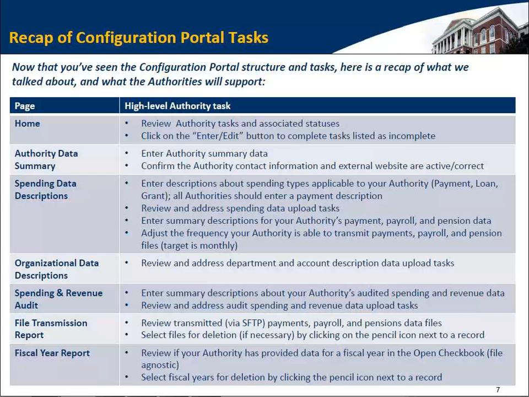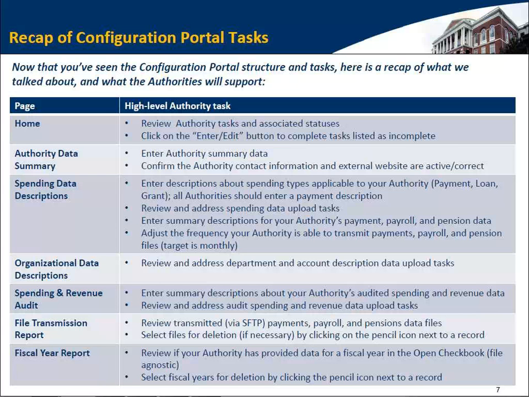For the authority summary data page, that allows you to enter your contact information, websites, descriptions, anything high level that's textual about your authority. Spending data descriptions, as we talked through, are the descriptions of your different financial instruments. The one note there is that we are asking all authorities, at least, to enter a payment description. Of course, we understand some authorities may not capture loans or grants.